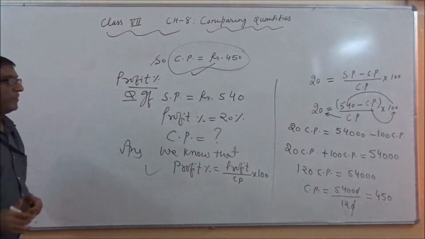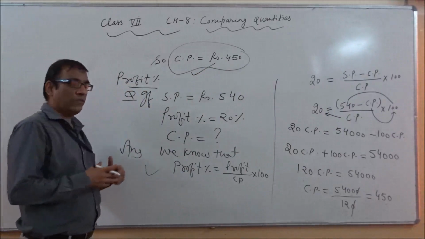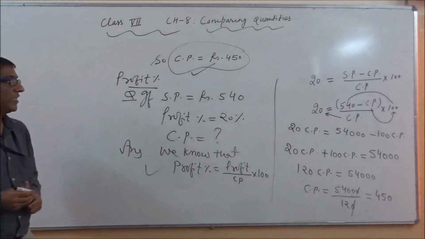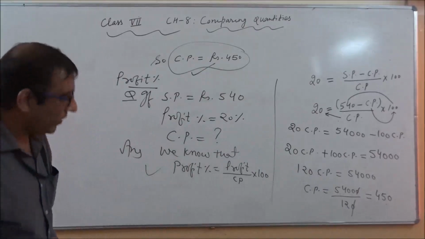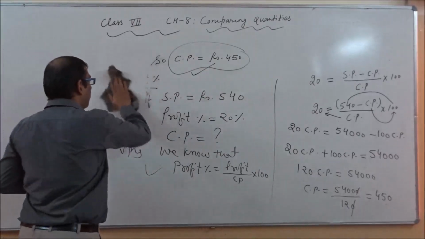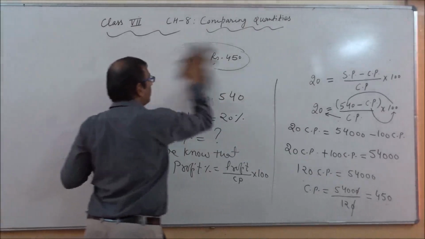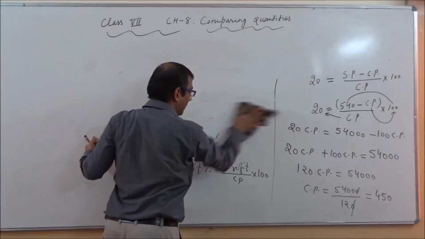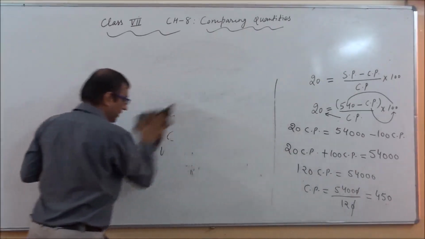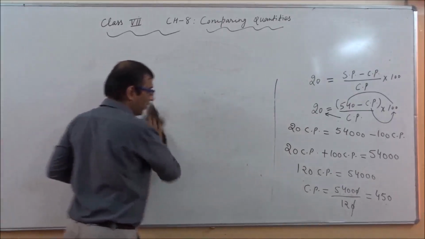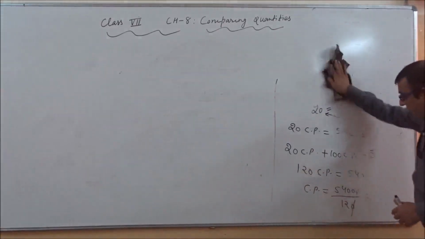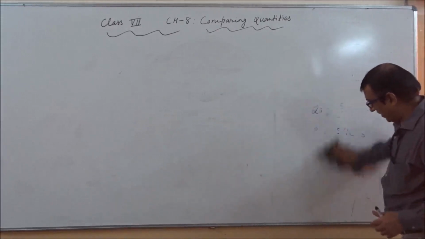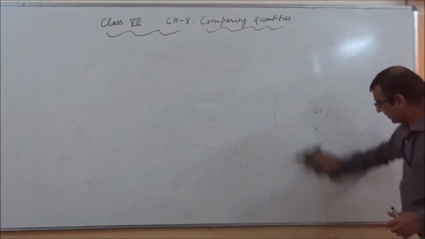So with the help of these two examples or questions, we can solve questions which are related with profit percentage and loss percentage. Now I am continuing with one more interesting concept that is related with amount, interest and principal value. This is the last concept of this chapter number 8.